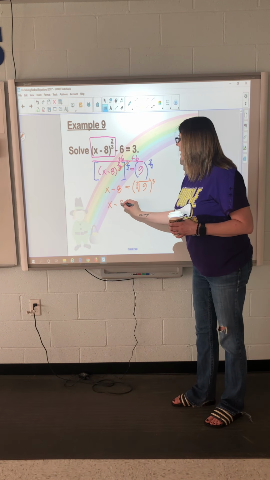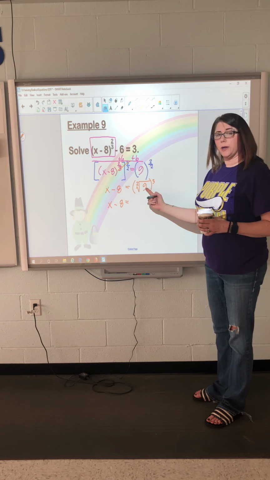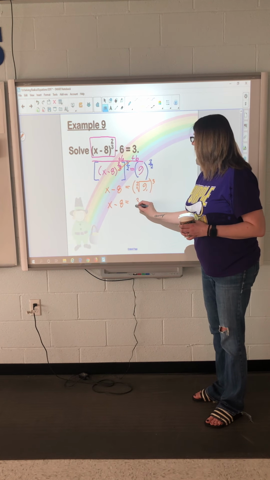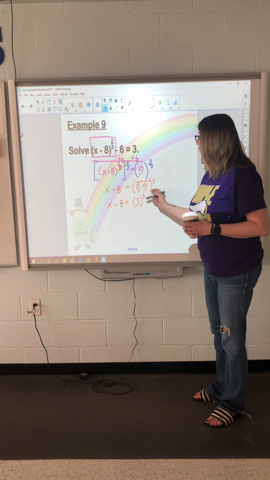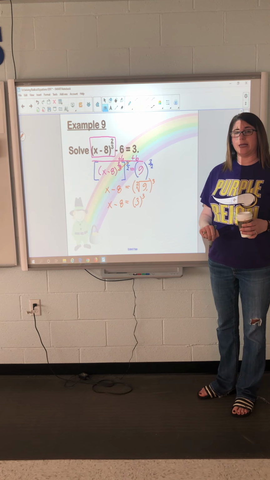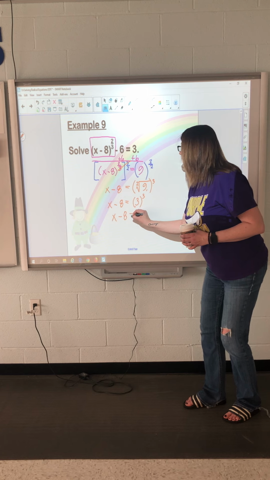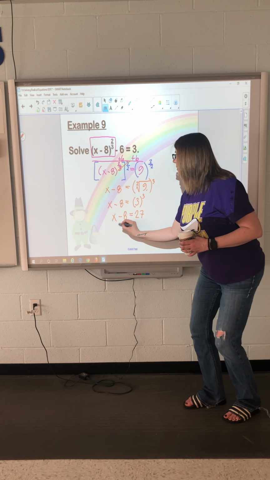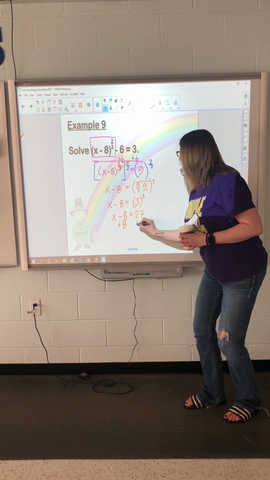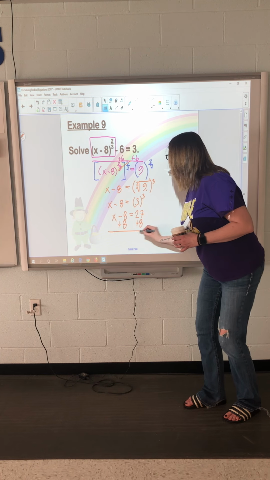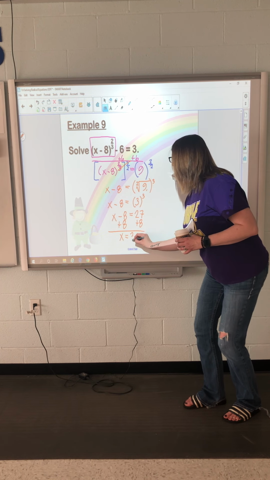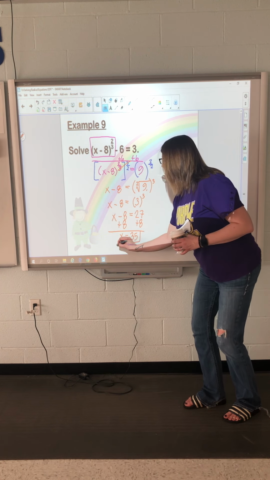So I have to work on that side a little bit. The square root of 9 is going to give me a 3. And then I have to raise that 3 to that outside exponent of 3. And 3 to the 3rd power is 27. And then our last step here, we're just going to add 8 to each side and get x equals 35.